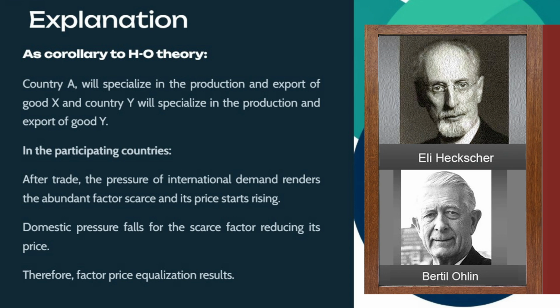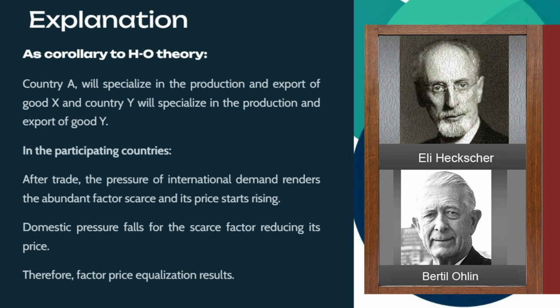So our assumptions were that country A was labor abundant and country B is capital abundant, and commodity X is labor intensive and commodity Y is capital intensive. So going by the assumptions that we have taken for this theory, we will proceed according to our assumptions.